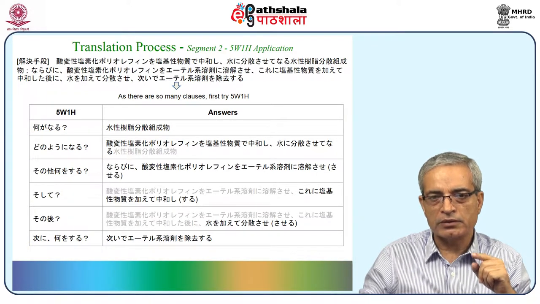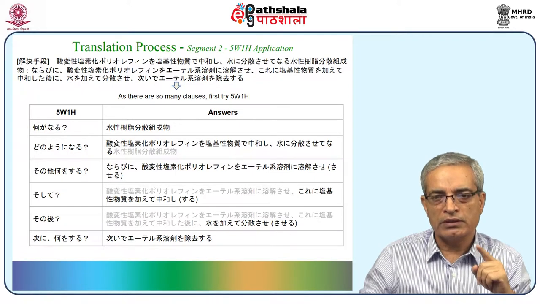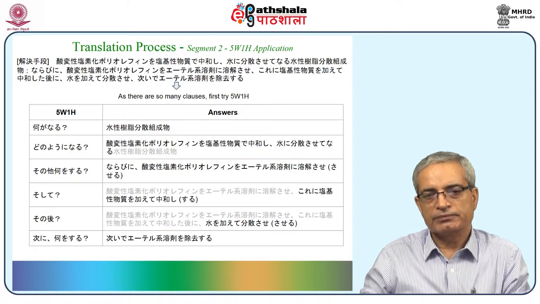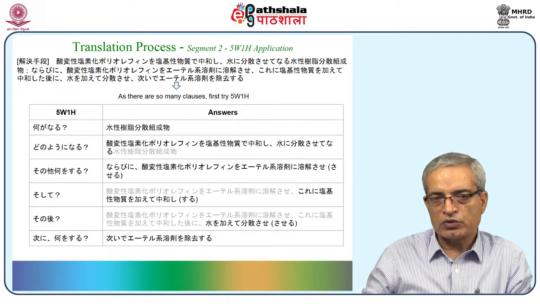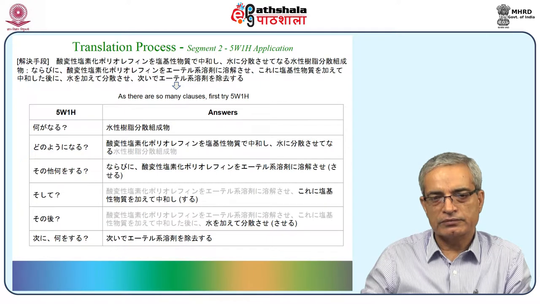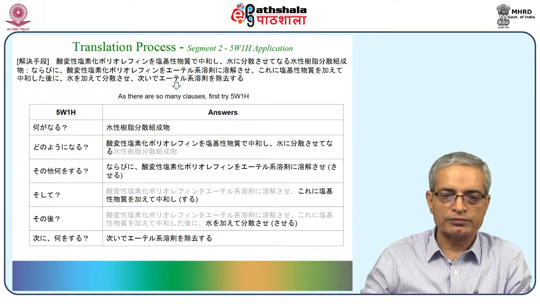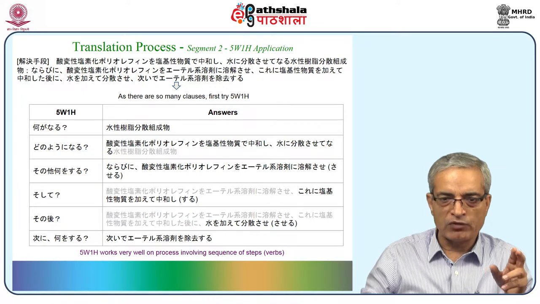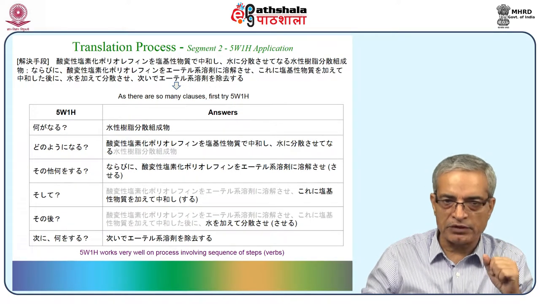More questions, okay. Let me see. Yeah, kore ni enki se boshitsu o kuwaete chuwashi. Sono ato mizu o kuwaete bunsan sase. Suide etirke yozai o jokyo suru. So 5W1H has worked well in this particular case because it's a process involving a sequence of steps or a sequence of verbs.